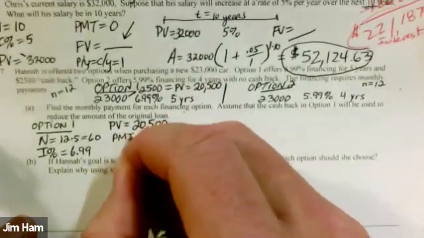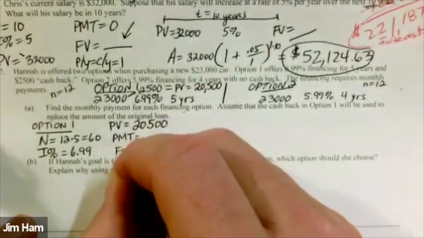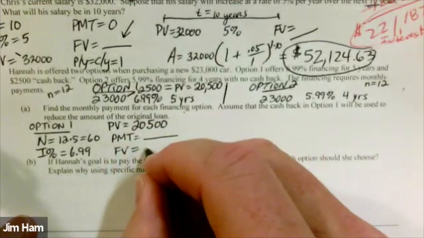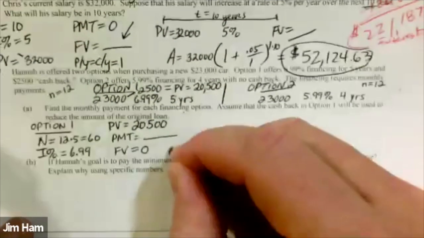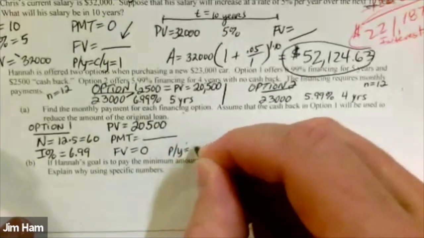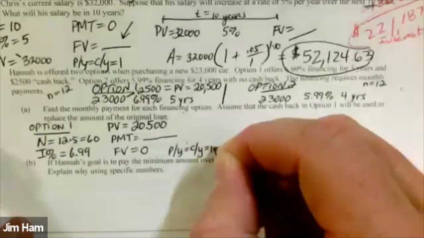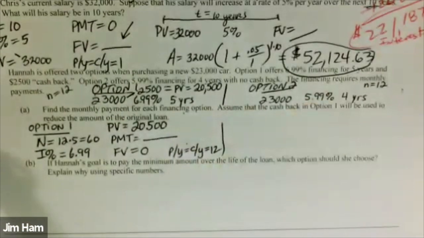The payment is what you're after here, so we're going to leave that blank. And at the end of those 60 payments, the future value of the loan would be 0. Payments per year, compounding per year. For cars, generally, it's monthly payments.